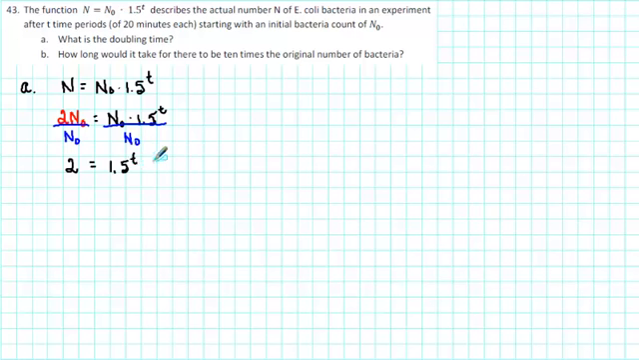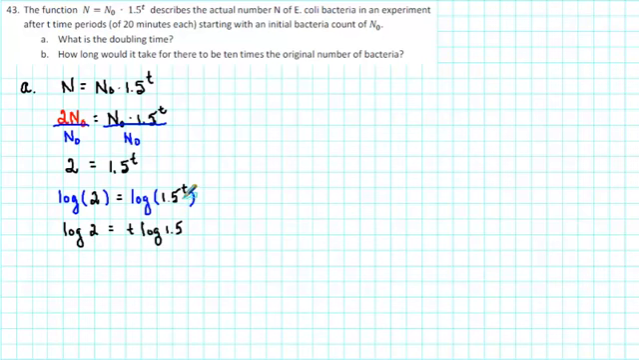Since t is an exponent, we can finish solving by taking the logarithm of both sides. I'm going to use a common logarithm. On the right side of the equation, we can use the property of logarithms that says that the logarithm of a power is the exponent of the power times the logarithm of the base. So the logarithm of 1.5^t will become t times the logarithm of 1.5.